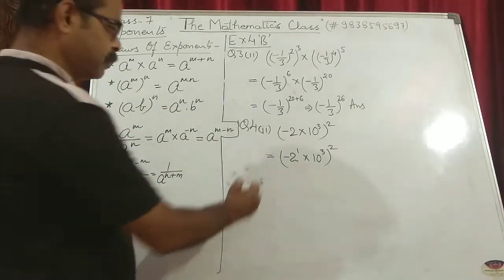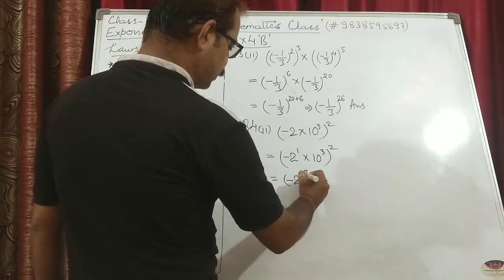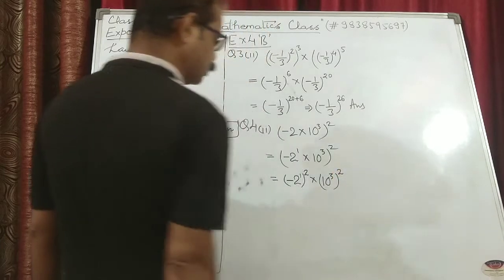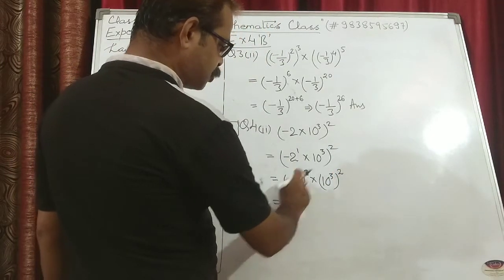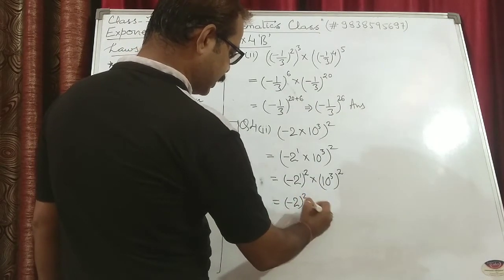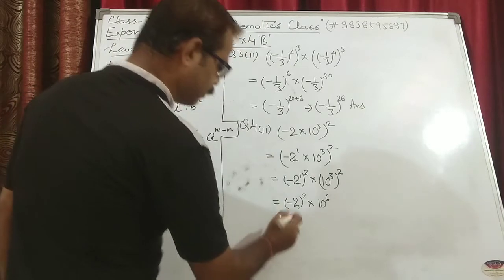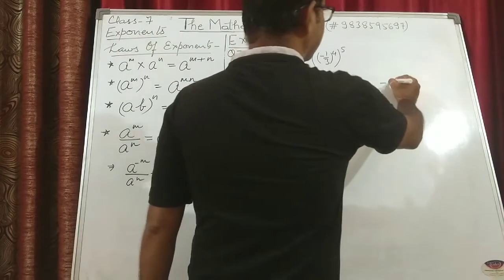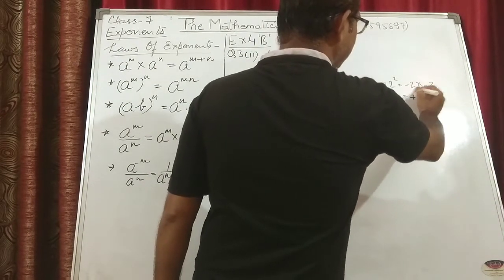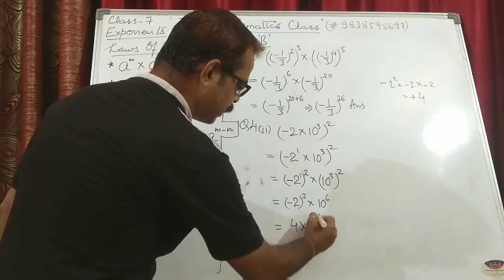This is the third law. It means this can be written as minus 2 to the power 1 whole power 2 into 10 to the power 3 whole power 2. Now minus 2 to the power 2 into 1 is 2, and 10 to the power 3 2s are 6. So when you solve minus 2 to the power 2, it means minus 2 into minus 2. Minus into minus will become plus, 2 into 2 will become 4. So you can write 4 into 10 to the power 6.